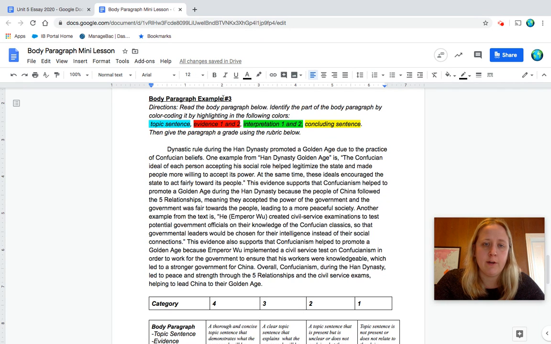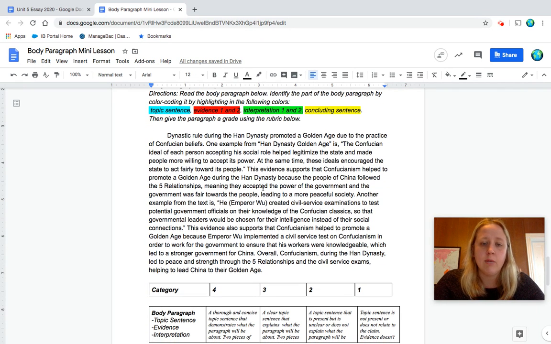Okay, let's look at our third example here. So body paragraph example number 3. Again, we're going to do our color coding. Then we're going to look at our grades.